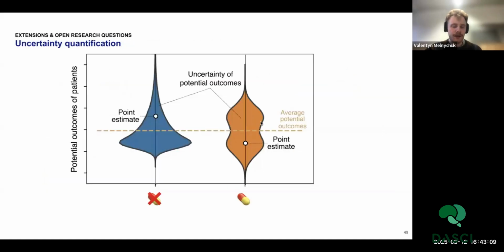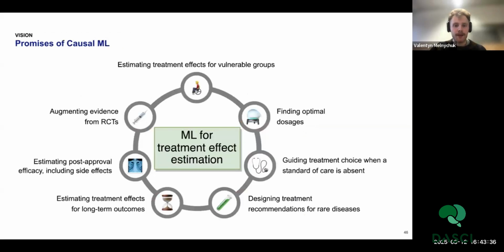And again, you might have the prediction of, for example, the point estimate of the potential outcomes might be one thing, but then the distribution of the outcomes would be way different. And this is also important for making decisions which are reliable, or making these kinds of personalized policies.